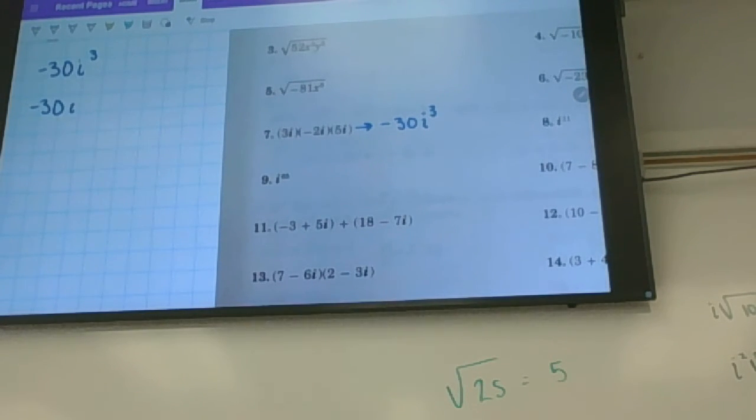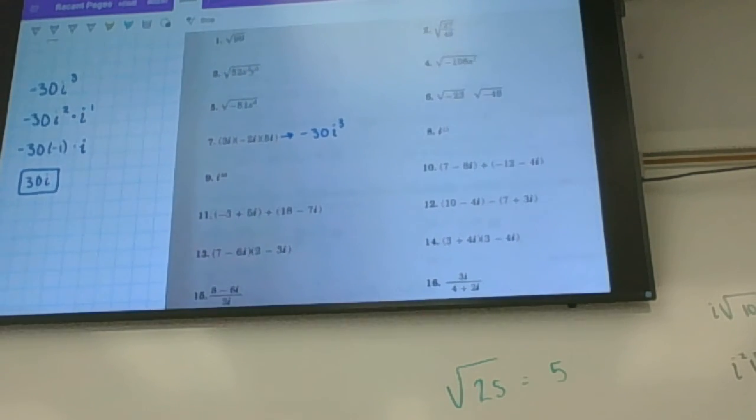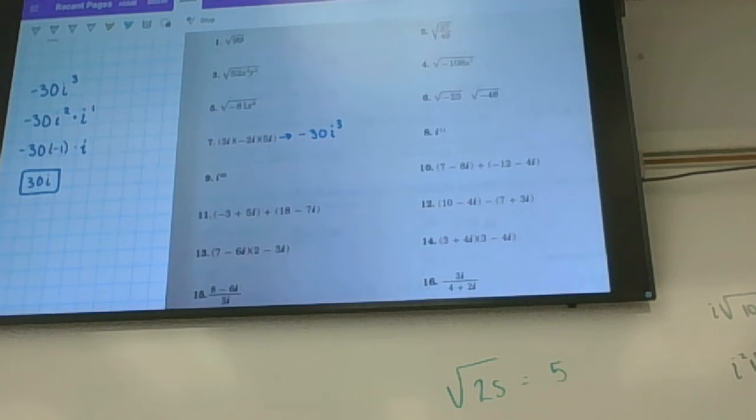So we know i squared is special, so we're going to rewrite this as i squared times i to the first. 3 is the same as 2 and 1 more. Take the i squared out and put -1 in. Negative times a negative is a positive. And your answer is going to be i. Who's got a question? I'll try to show you with numbers.